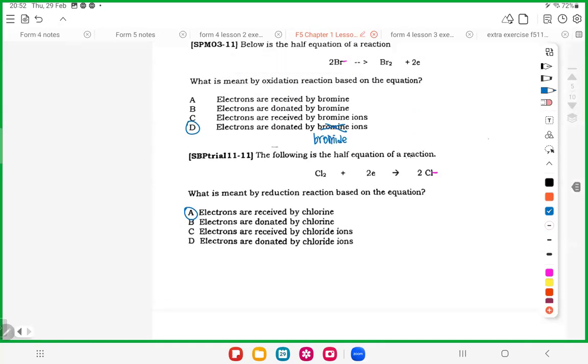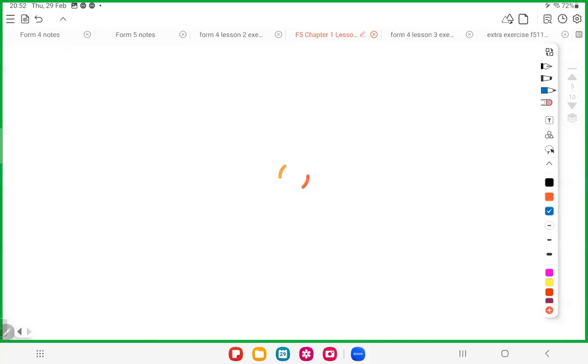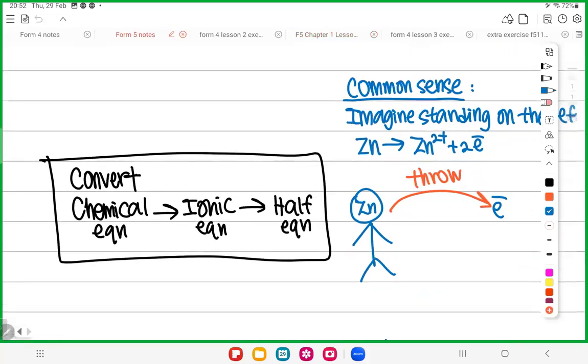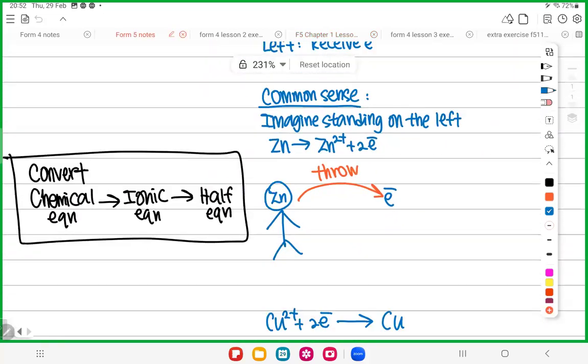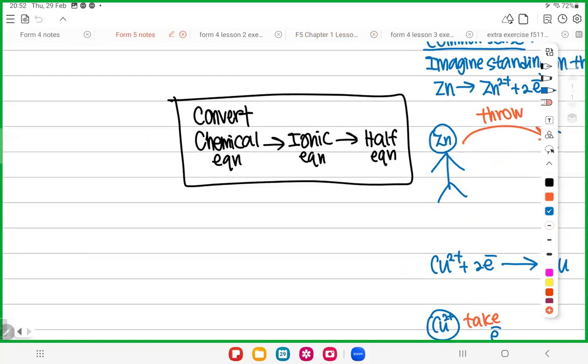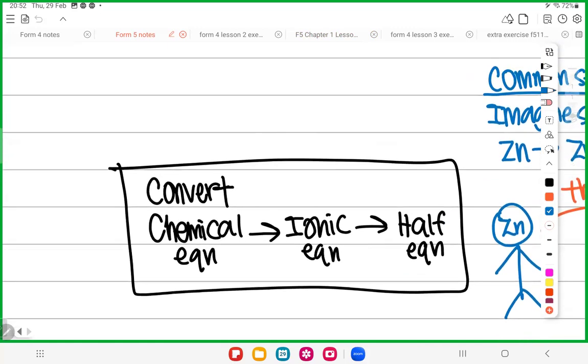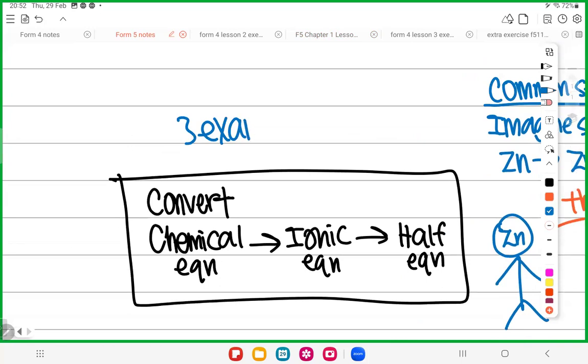Okay, now let's go for the technical part. Everyone, let's start to do something a bit more technical. Now I want to teach you step by step how to convert a chemical equation to an ionic equation, then to a half equation. I'll give you a few examples. I'll use three examples to teach you.